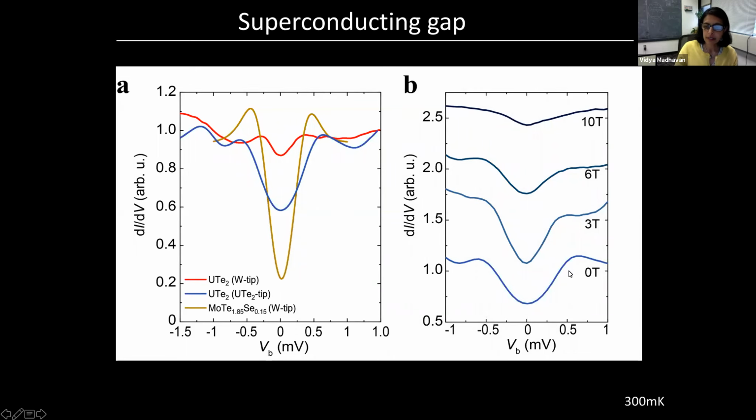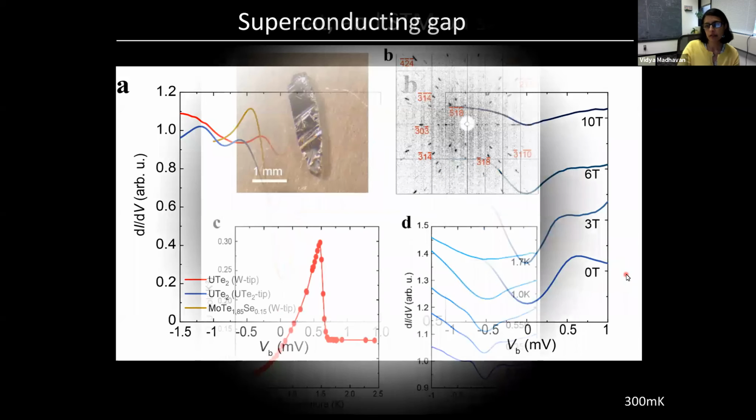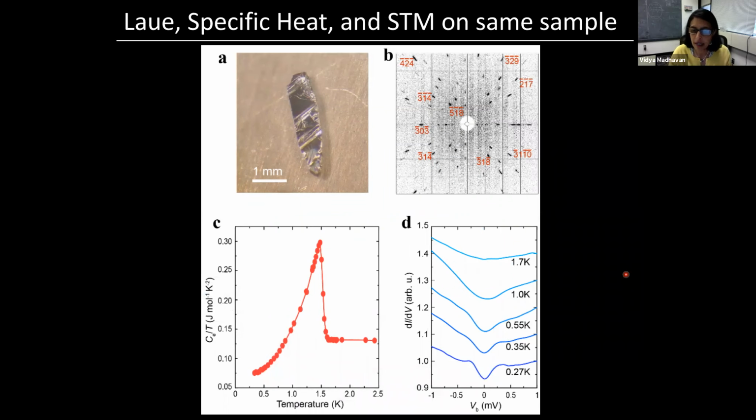So this gap does disappear in a magnetic field. That suggests that it's a superconducting gap. But we also did one thing which is really important. We took a sample and did Laue, specific heat, and STM measurements on the same sample. The Laue measurements tell us that the whole sample is in one phase, which is really nice. So this is not due to some strange phase. The specific heat measurements tell us that this sample is superconducting, and in fact, the TC is around 1.6 Kelvin. And in our STM measurements, we see the shallow gap, but the shallow gap disappears right around TC. So if you take all of this together, you have to believe that this shallow gap is the superconducting gap.